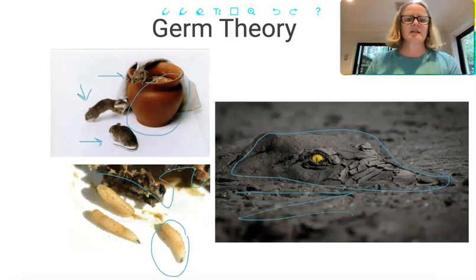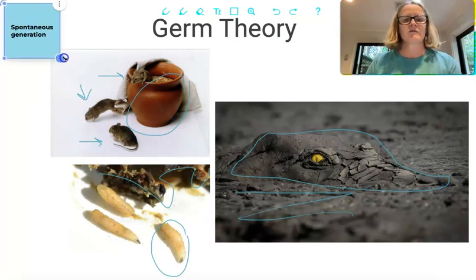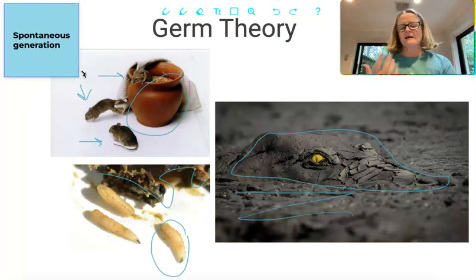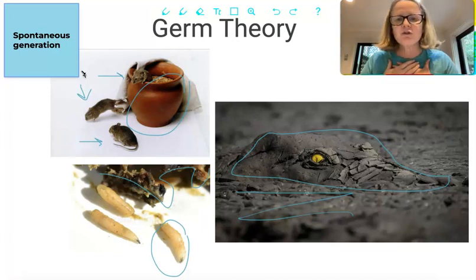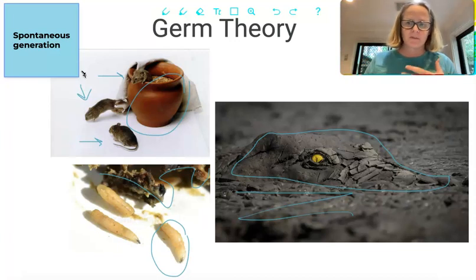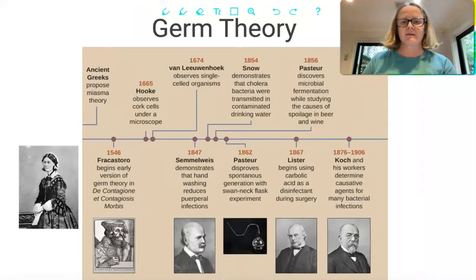And this idea is called spontaneous generation. So that idea that life can come from nothing, from a vital force within the world. And we understand that that's not true. Cells are the basis of life, and cells have to come from existing cells by mitosis or meiosis. So these are the ideas that were pervading before germ theory came into being.